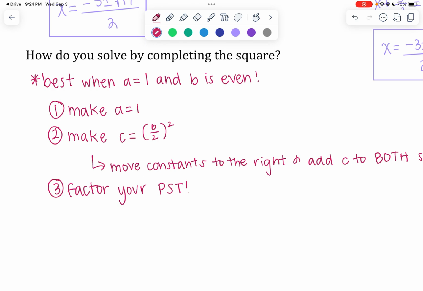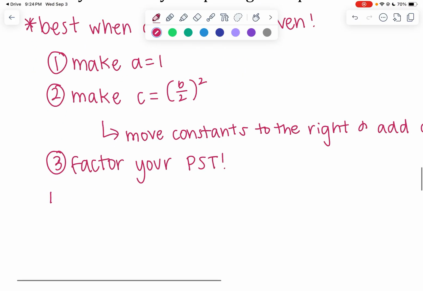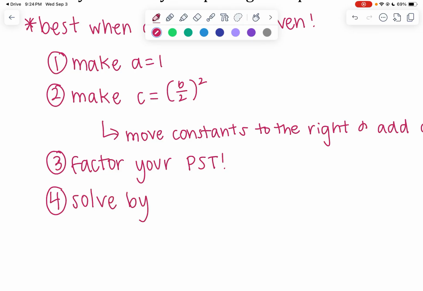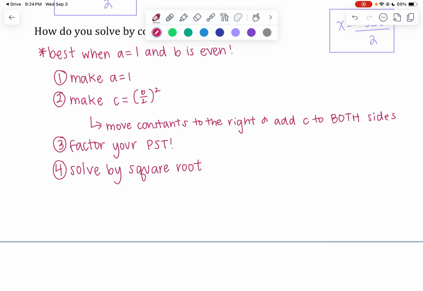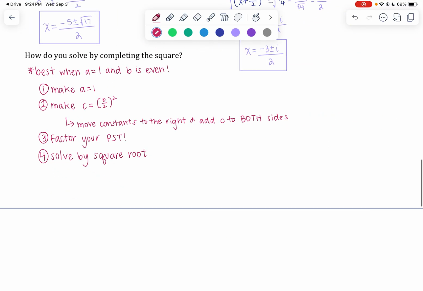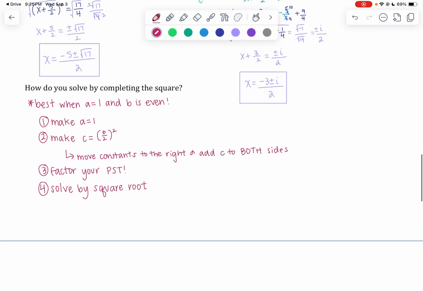And I say PST, but remember that you can write perfect square trinomial if needed. And then once you've done that, now you've set it up so that you can solve by square root. And that's it. And don't forget that quadratics should have 2 answers, okay? Good luck on your assignment.